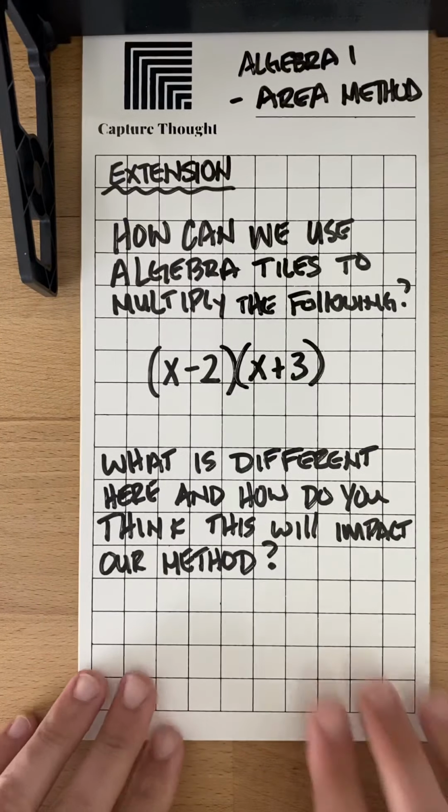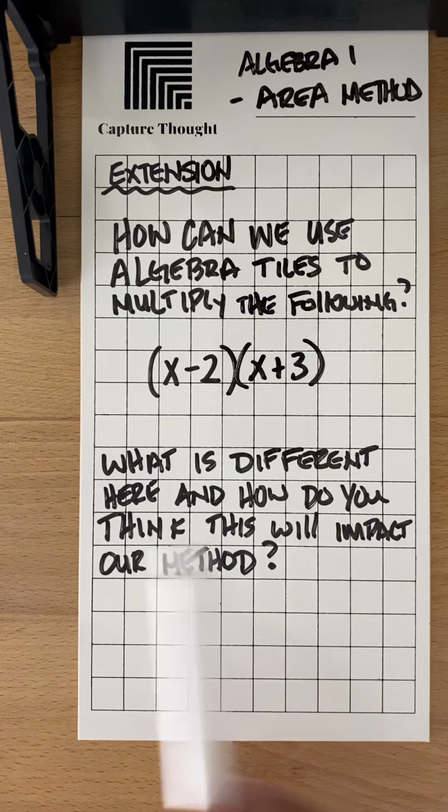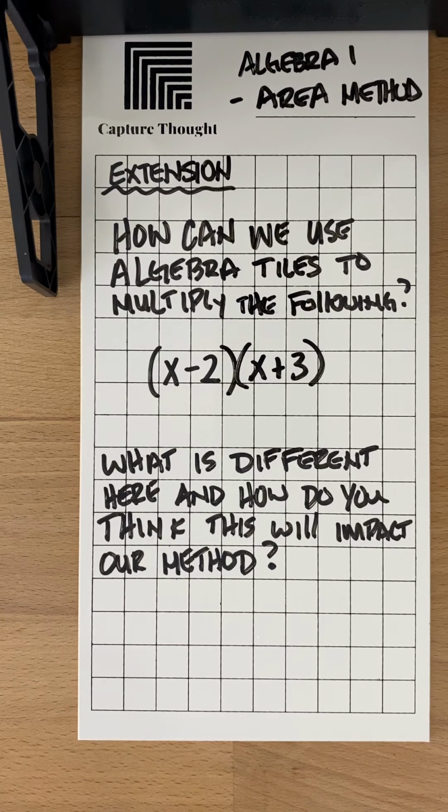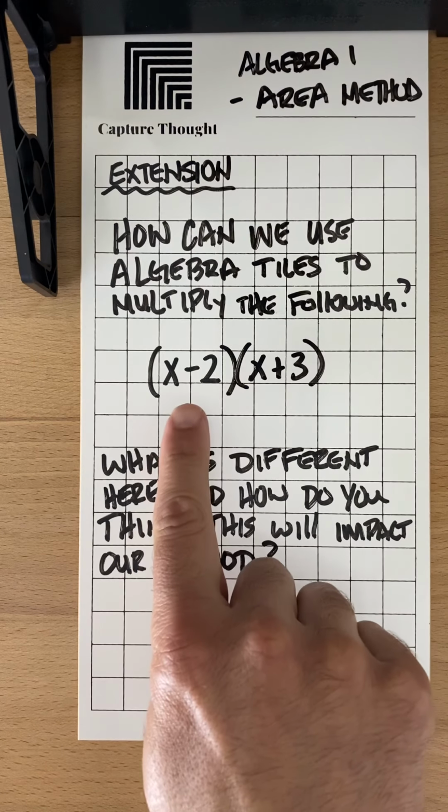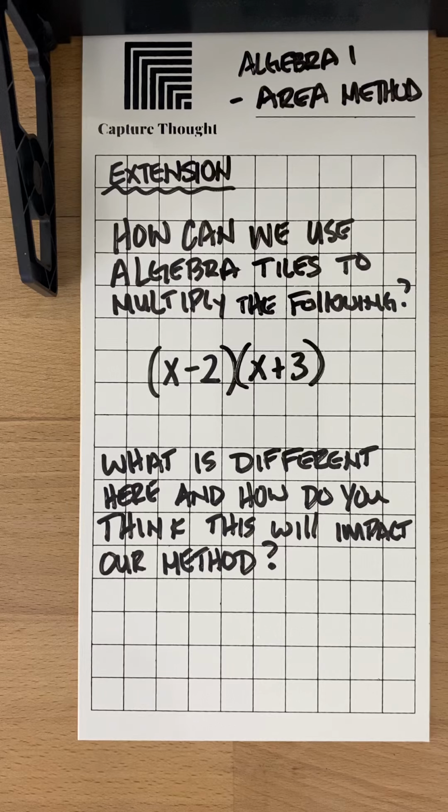last one. Here's the extension. I want you to think about this. How can we use algebra tiles to perform the following? I'm asking you to do x minus 2 times x plus 3. So what's the difference here? What's different about this, and how do you think this is going to impact our method?